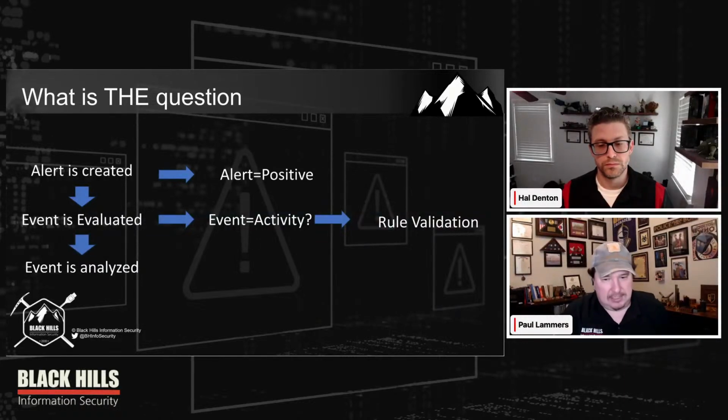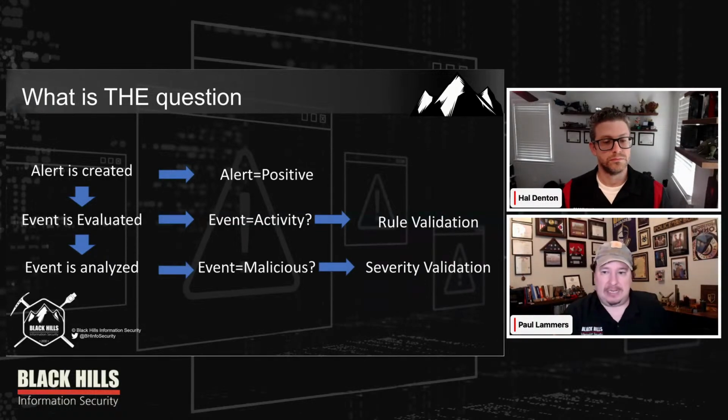Now, Hal and I have discussed this with a lot of people on the team: do we analyze once the event is analyzed, we know the intent behind the person, what are they trying to do? Basically, is it malicious? And that is severity validation. Is this a high risk? Is it low risk? Those kinds of things. Is it a 99 or is it a 2?